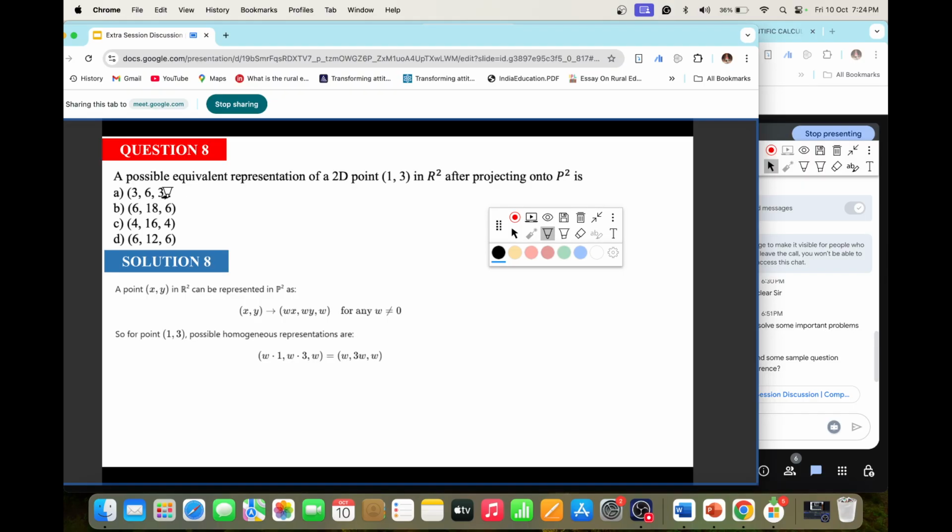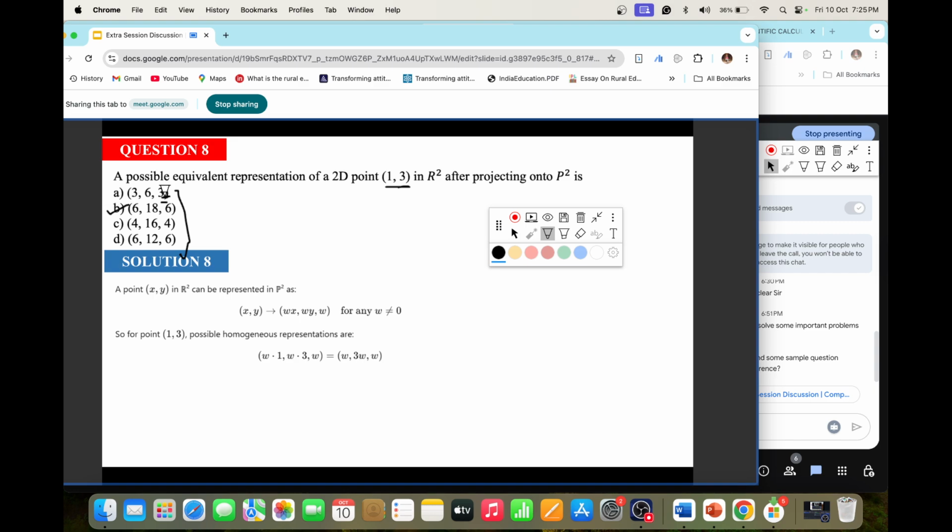Okay, so from homogeneous, or this projective space, we have to convert into a real space. What exact value can it be in your projective space? You have to calculate that for this real point 1 comma 3. If you just divide all by the scale value, the last value, then 3 by 3 comma 6 by 6 gives 1 comma 2... 6 by 6 is 1, 6 by 18 is 3. Okay, so option B will be your correct answer.